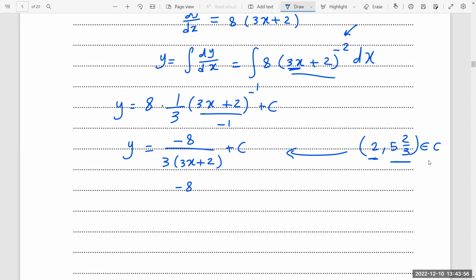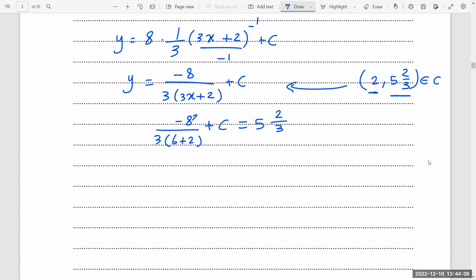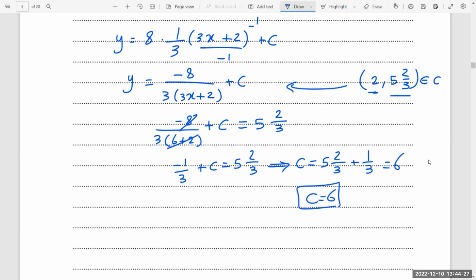So negative 8 over 3 into (2 times 3 is 6, plus 2), plus C. This answer must be 5 and 2/3. You can cancel 8 and 8. So I have negative 1/3 plus C is equal to 5 and 2/3. This implies C equals 5 and 2/3 plus 1/3, which gives you 6. So C, the constant of integration, is 6.